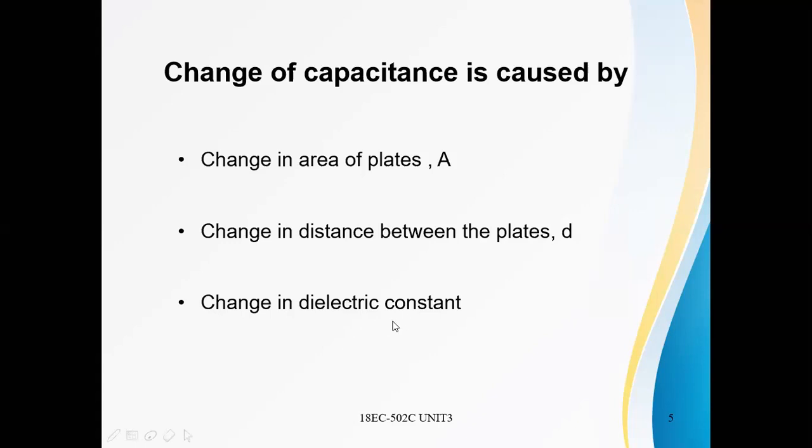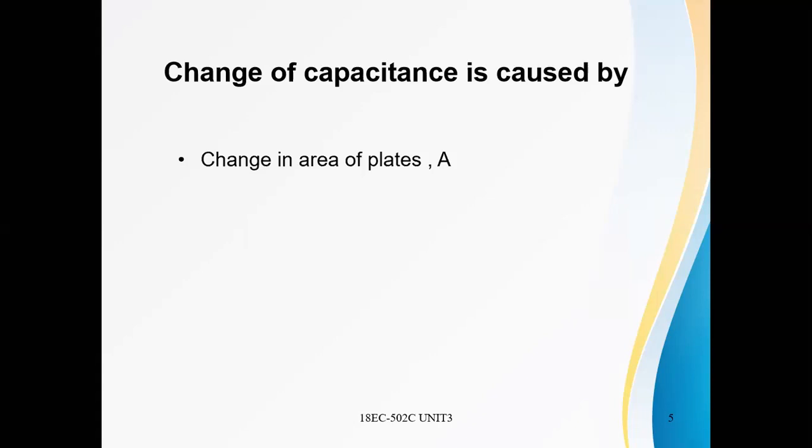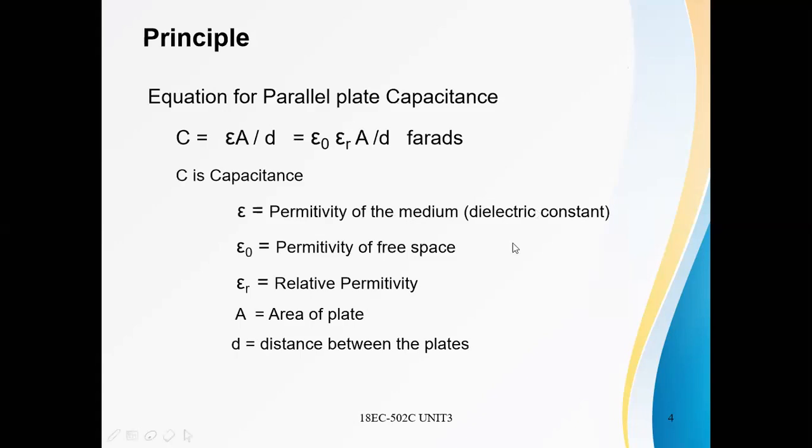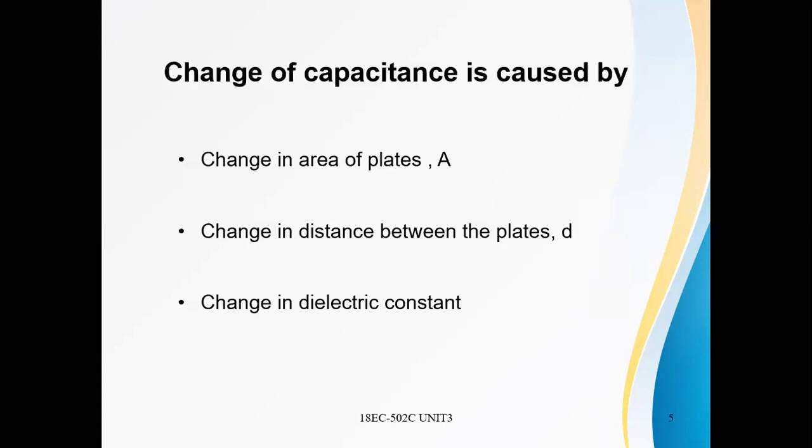Change in dielectric constant. Epsilon, the permittivity of the medium, equals epsilon naught into epsilon r, free space permittivity into relative permittivity. This relative permittivity changes based on the dielectric medium. That means by varying the dielectric medium also, the capacitance can be varied. So the capacitance is directly proportional to the area of the plates, inversely proportional to the distance between the plates, and directly proportional to the dielectric constant.